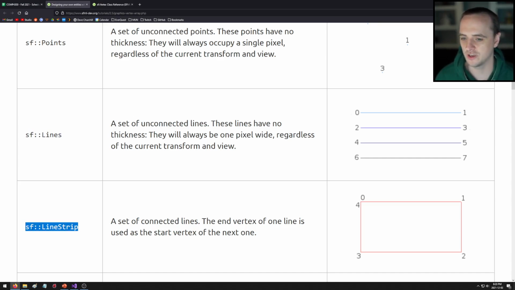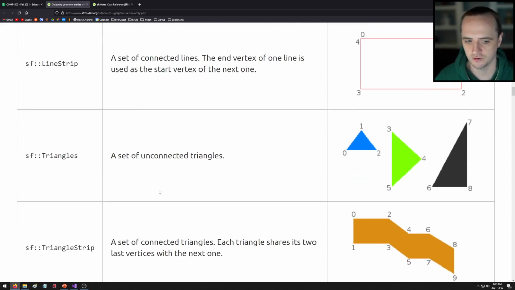Sometimes what you might want to do is actually draw a strip of lines. If you say SF line strip, it will be a set of connected lines, so the end vertex of one line is used as the start vertex of another line. If we have 5 points here, the starting point, point 1, 2, 3, and 4, then a line strip will start at vertex 0, go to vertex 1, then vertex 2, vertex 3, and vertex 4. So you're starting to see that depending on what you tell the vertex array to do, or what's being represented, the output behavior will be different.